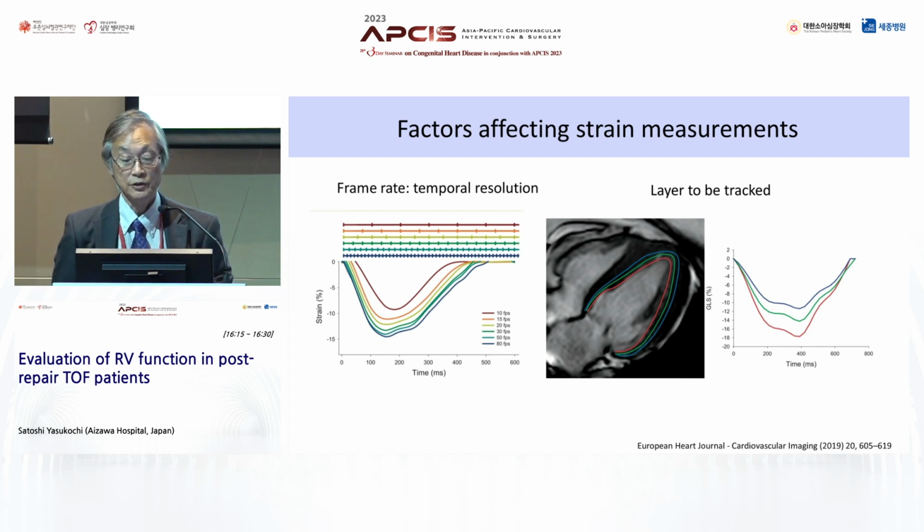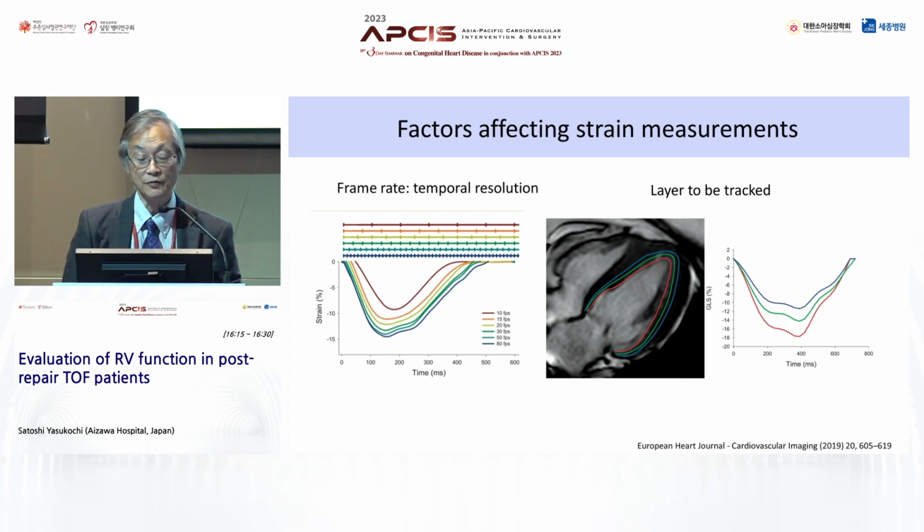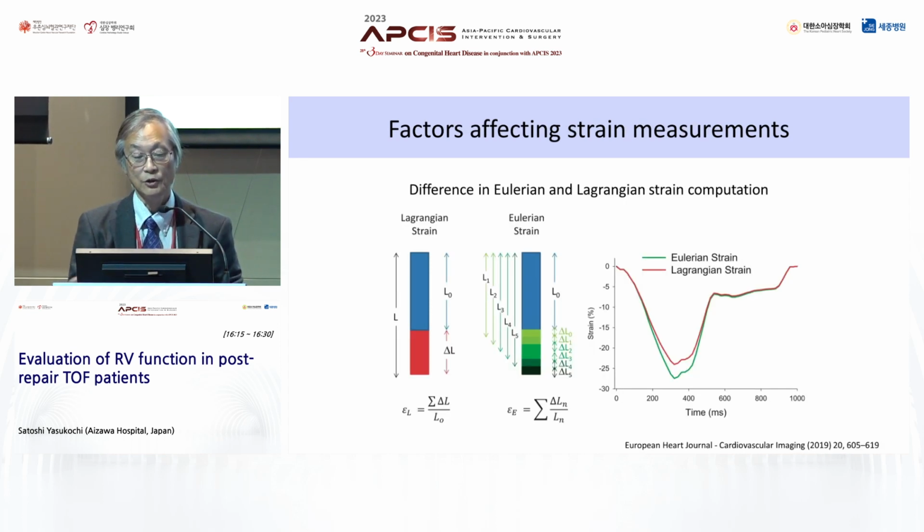These are factors affecting the strain measurement. First, temporal resolution may affect strain imaging. You may see that at 10 frames per second the value is lower, and at 80 frames per second the strain values are higher. Also, the layer to be tracked gives different results, so you have to understand where you do the speckle tracking to get the right strain number. Another factor is the use of different formulas.